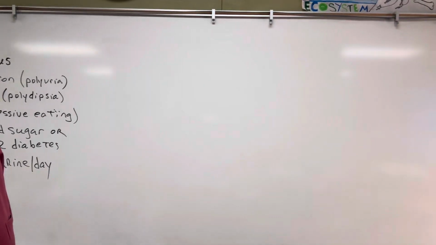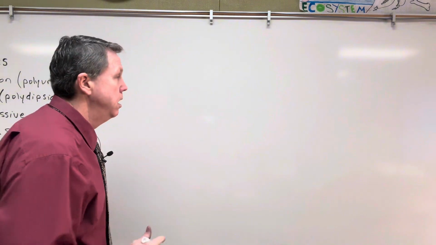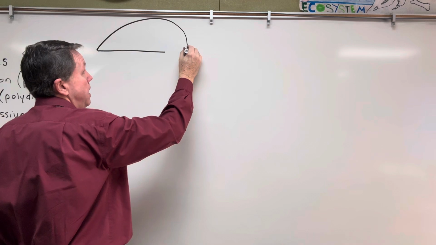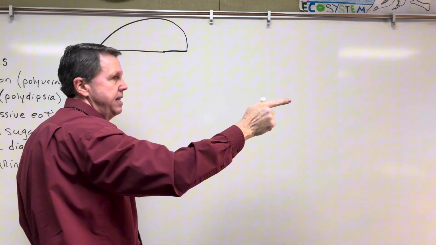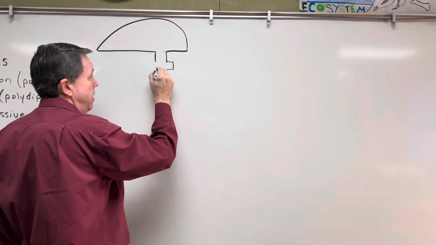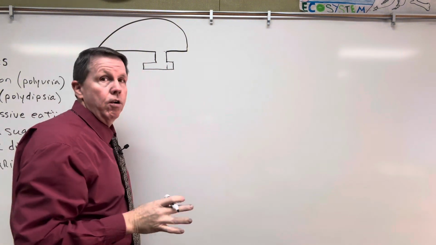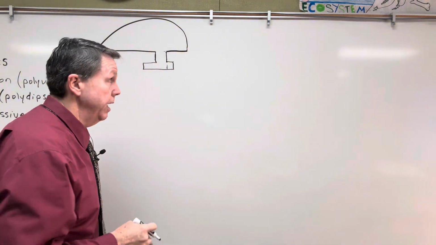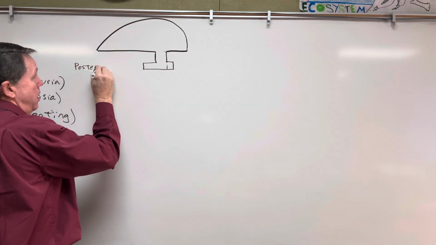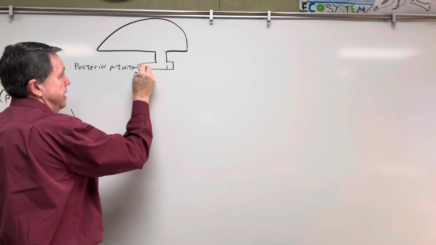So first thing we're going to do is look at normal function in the body. So this is going to be my brain, on someone who's facing that way. Down here, I'm going to put my pituitary gland. This is the anterior pituitary, and we're not going to be dealing with the anterior pituitary today, but this is the posterior pituitary.